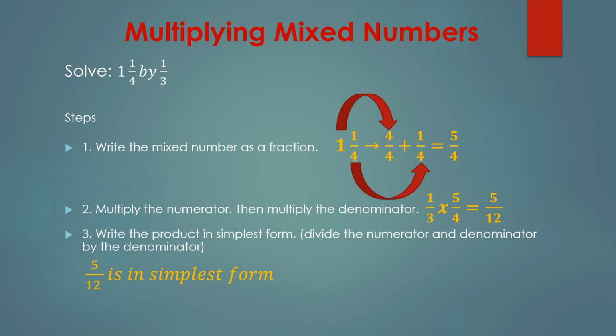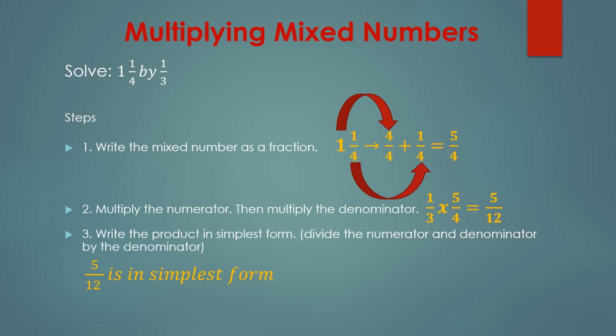Multiplying mixed numbers. Solve 1 1/4 by 1/3. Steps. Write the mixed number as a fraction. 1 1/4 equals 4/4 plus 1/4 equals 5/4.